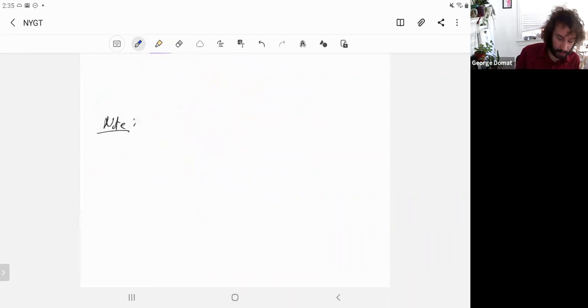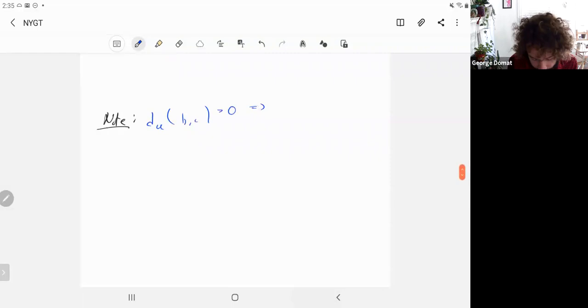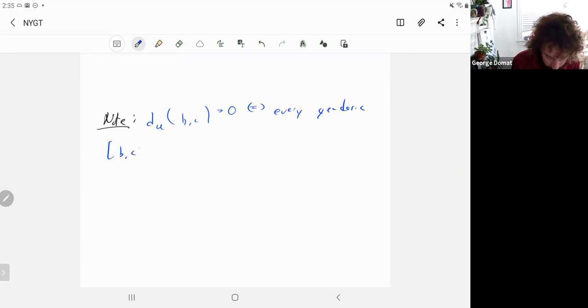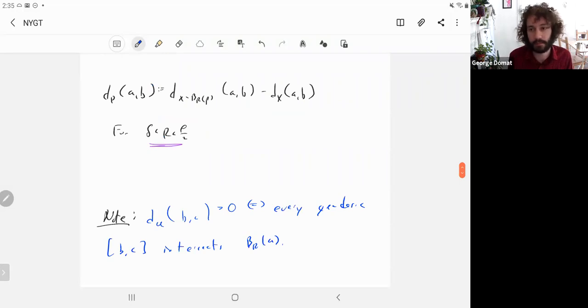So what does it mean? So d_A(B, C), right? What does it mean for this to be small, for this to be big, for it to be bigger than 0? Well, this is bigger than 0 exactly when every geodesic from B to C intersects the ball of radius R about A. If you don't intersect this ball, then this difference is just 0. The metric doesn't change if your geodesic doesn't.